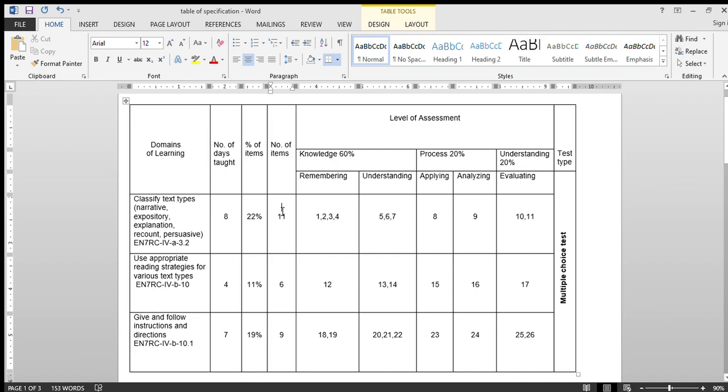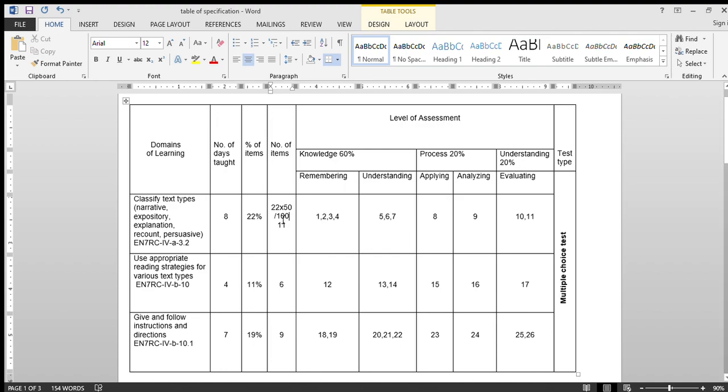It is 11 because you are going to use the percent of items. So, percent of items. Our percent of items is 22. And then you are going to multiply that by 50. Why 50? It's because I am crafting a 50 item test. So I am going to multiply this by 50. So 22 times 50 and then divide by 100.